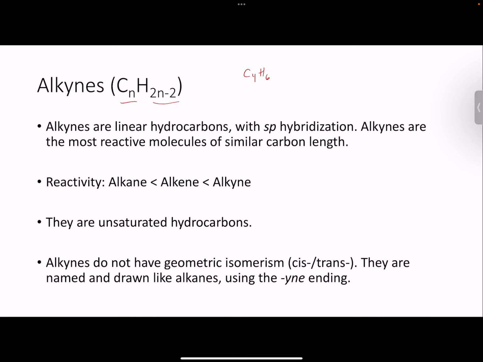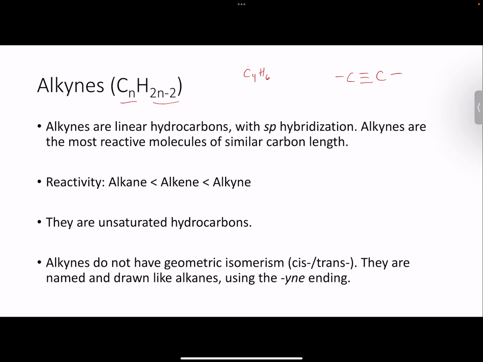So alkynes are linear hydrocarbons. We'll see why in a second. They're the most reactive because the bonds are the most unstable. We've got a lot of electrons in a small space, so there's a lot of potential energy built up. And on the other side of the carbons, because each one is only AX2, that gives it the linear shape.